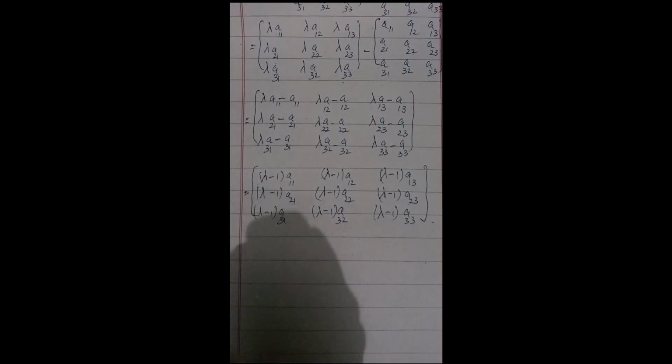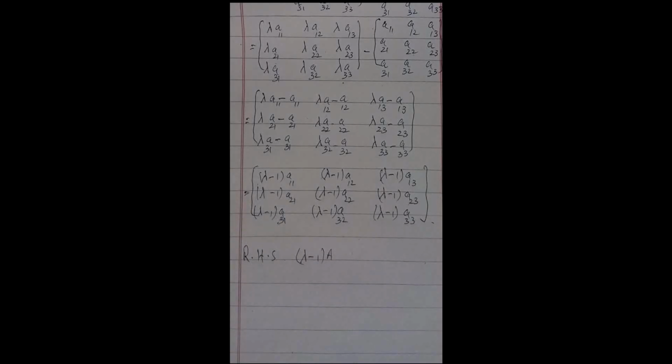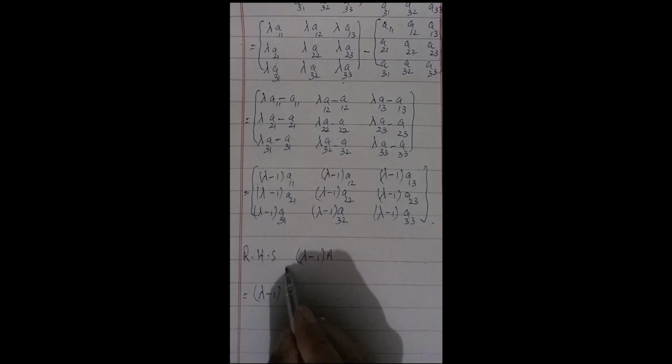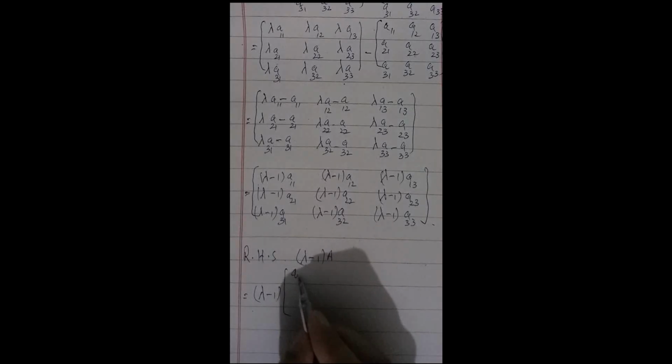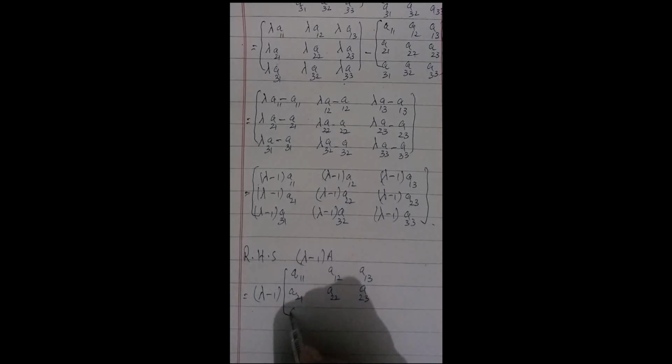And now we solve right hand side, which is lambda minus 1 into A matrix. We multiply lambda minus 1 with the A matrix. A matrix is A11, A12, A13, A21, A22, A23, A31, A32, A33.